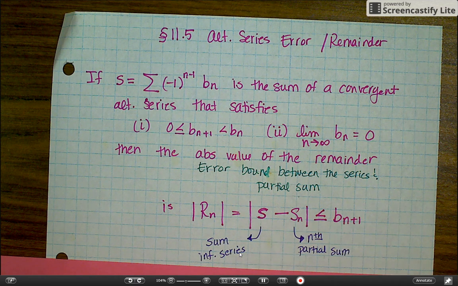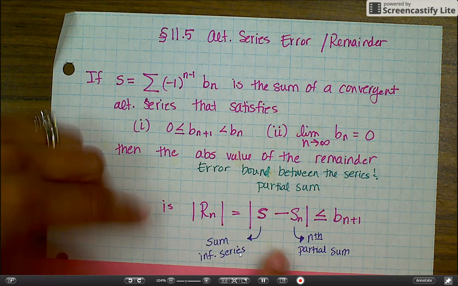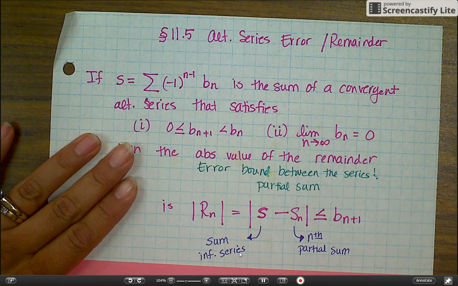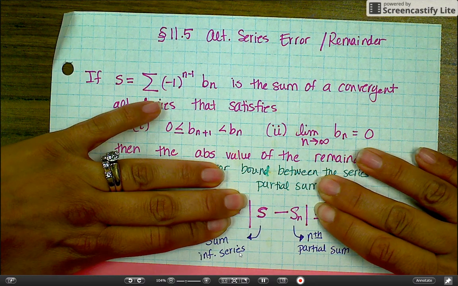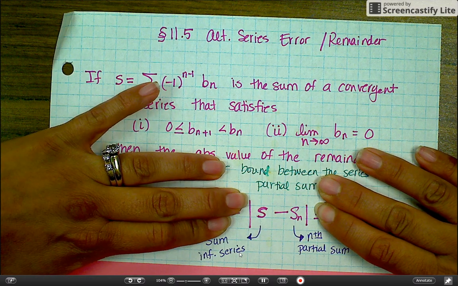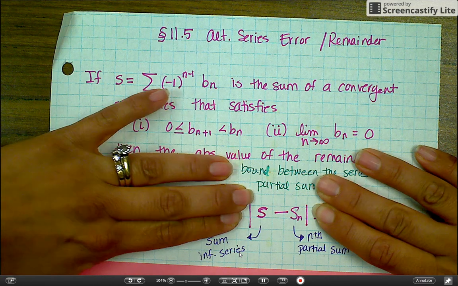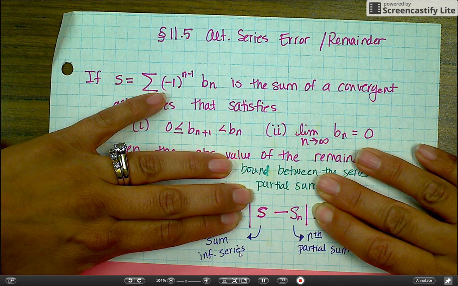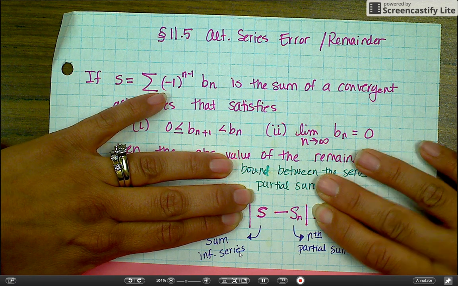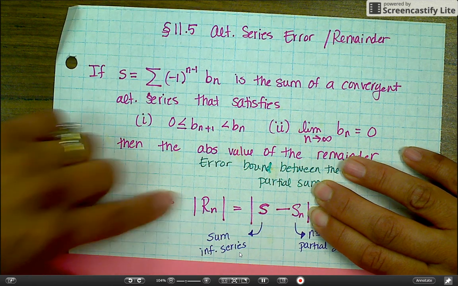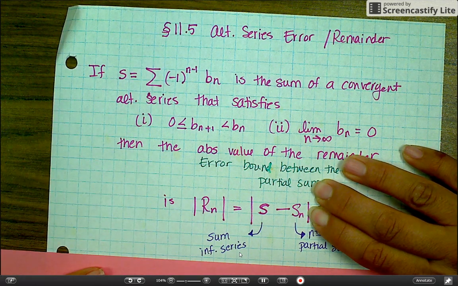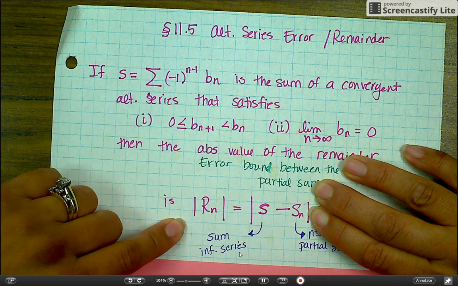So this represents the difference between the two. If you start off first, you would have the sum of an infinite series. That would be my S. And if you were to subtract the partial sum, which is the sum of the first n terms, you would be left with the remainder, which I call the tail end of the series. I'll show you what I mean in a minute. So this would be equal to the remainder.